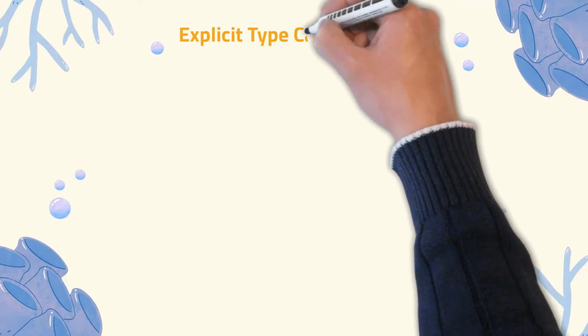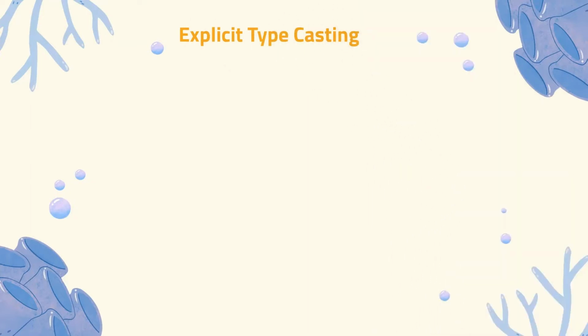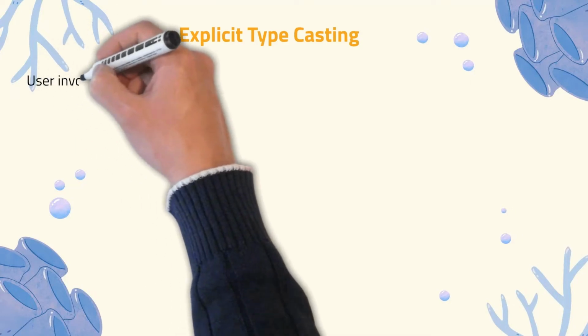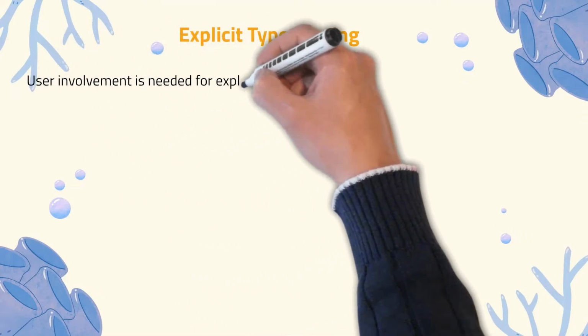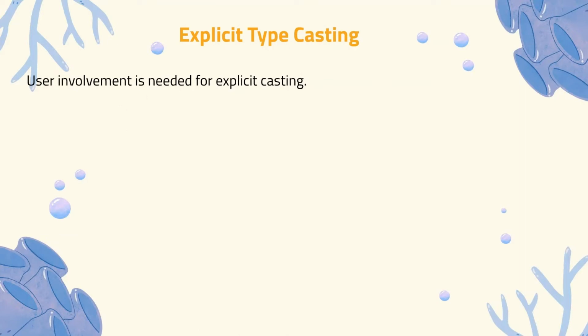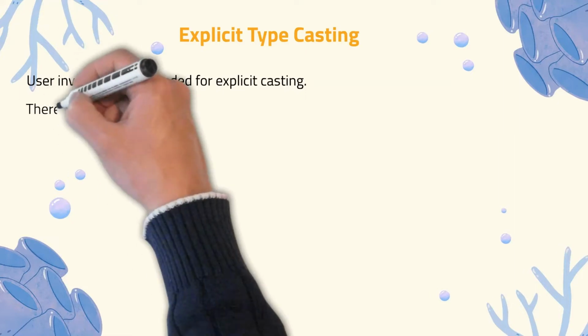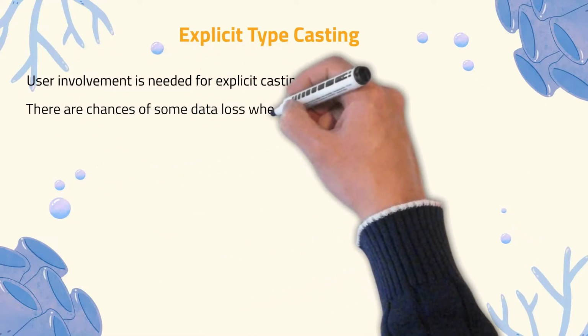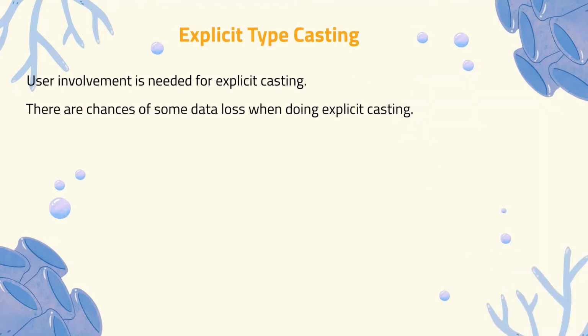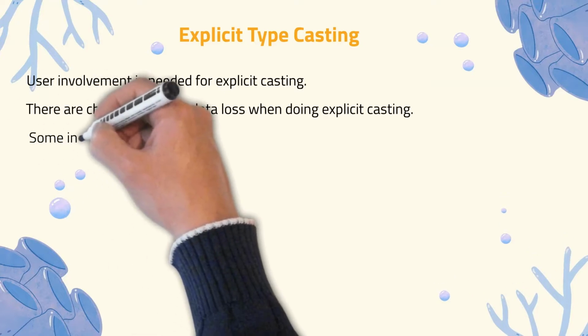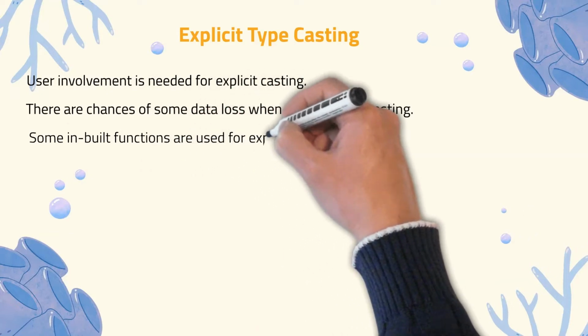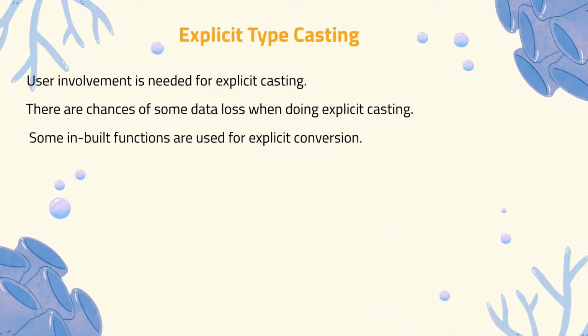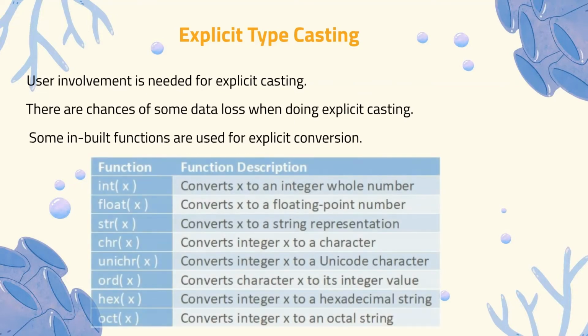Explicit typecasting. In this case, user involvement is needed, meaning the user tells the interpreter to convert a particular data type to another data type. In explicit casting, there are chances of data loss. For example, if we typecast a float to integer, it will lose the decimal value. There are some inbuilt functions available which we can use to typecast the data. Some of them are listed below.